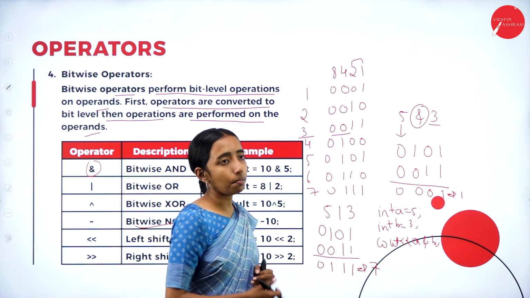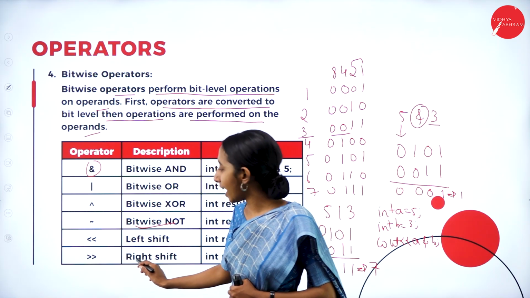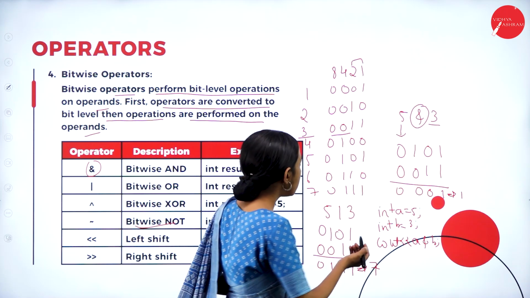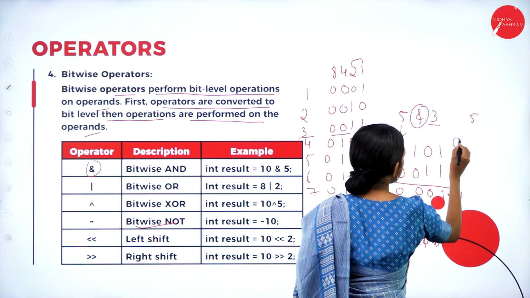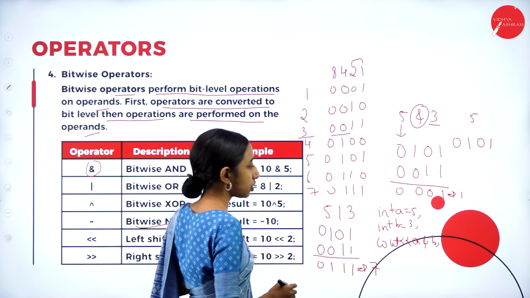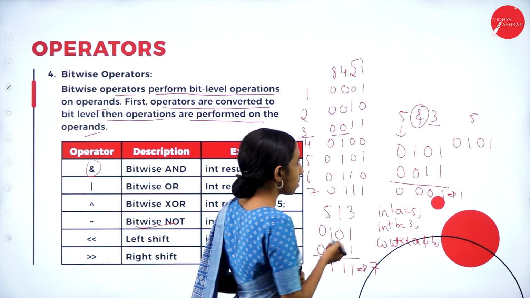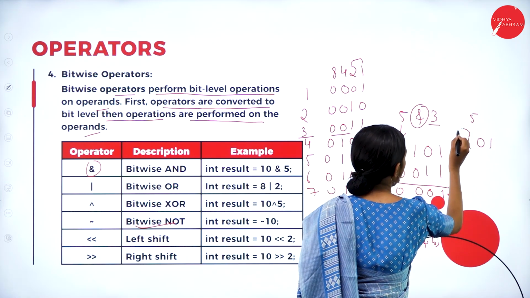So this is about the bitwise operator. Here we can see the left shift as well as right shift. For example, here only 5, 0101. Here we are having left shift. Shift the bits to the left, so we will be having shifting of the bits.